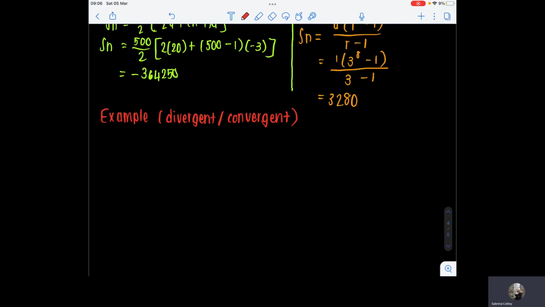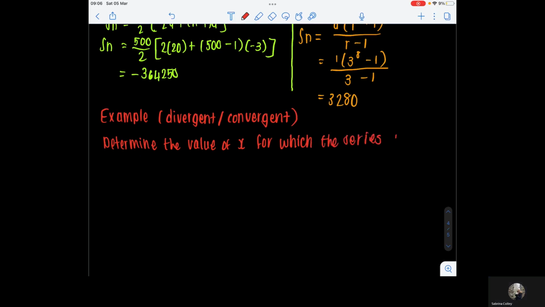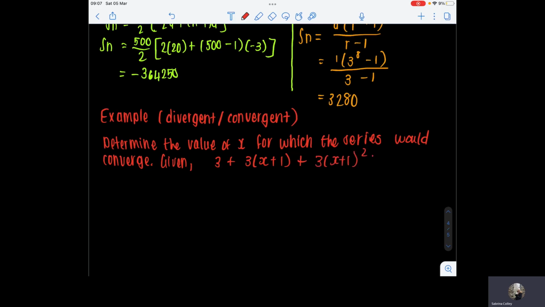Okay, so let's have a look. If I say, determine the value of x for which the series would converge, given 3 plus 3 times x plus 1 plus 3x plus 1 squared.